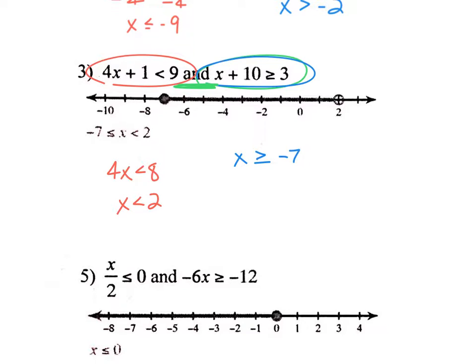So I'm going to do a little rough sketch for myself. Less than 2 is open and to the left. I'm doing this below the graph because it's "and." Greater than or equal to negative 7 is closed and to the right.